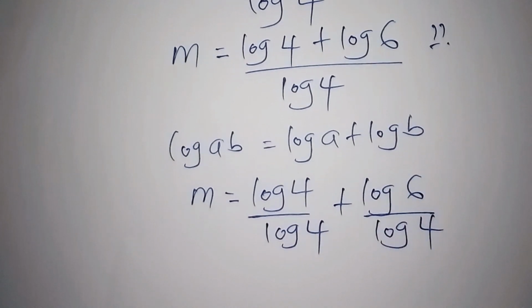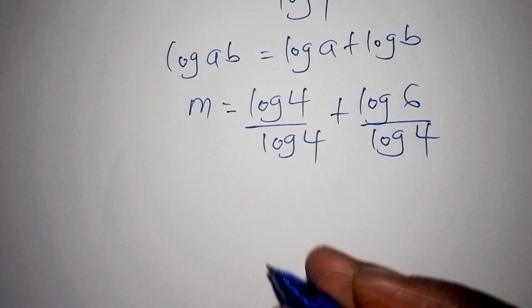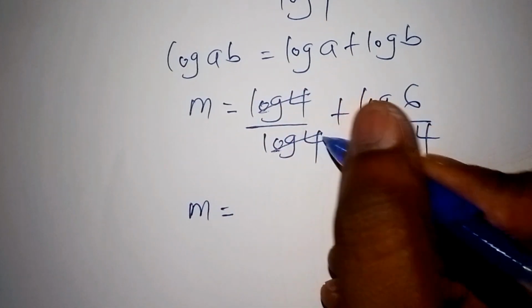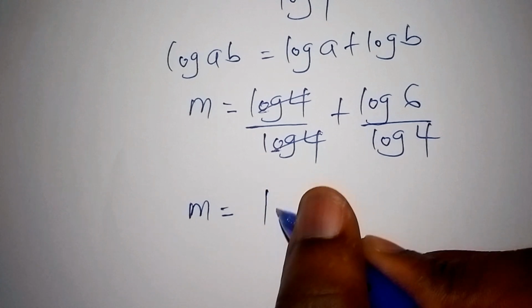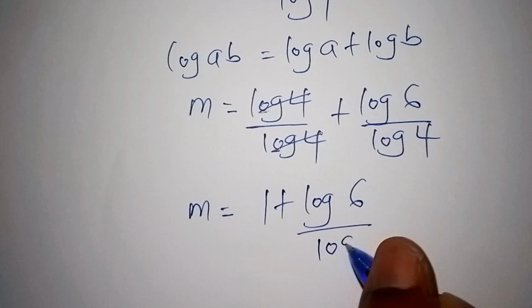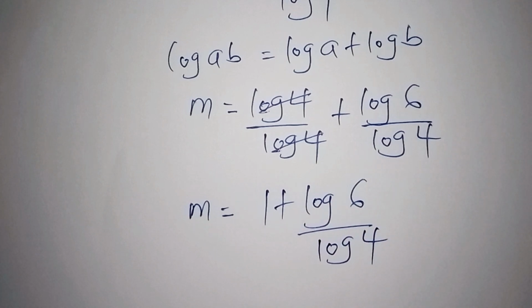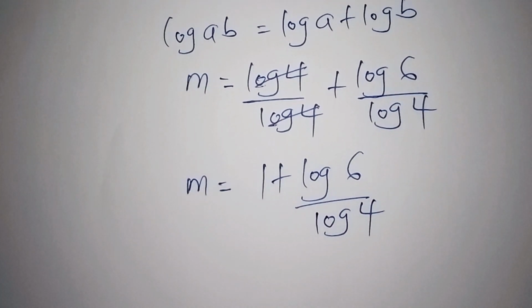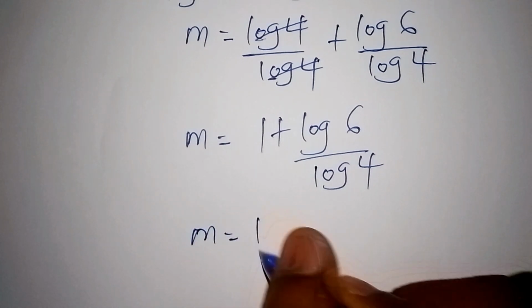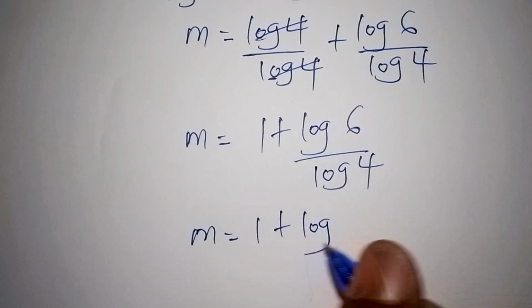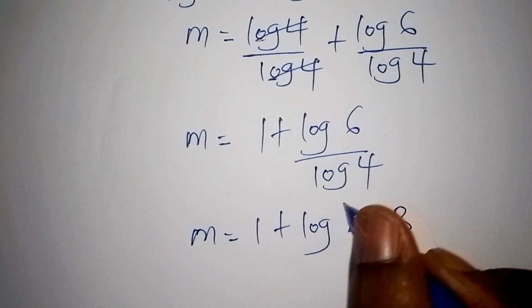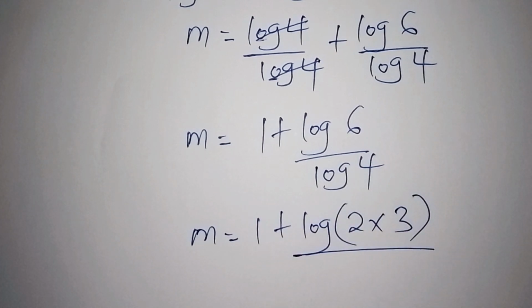Let's now simplify the equation. Our value for m equals the log of 4 and the log of 4 cancel. So now we shall have 1 plus the log of 6 all over the log of 4. We don't need to stop at this stage. Our m equals 1 plus the log of 6, which can also be written as the log of 2 multiplied by 3, all over the log of 4.